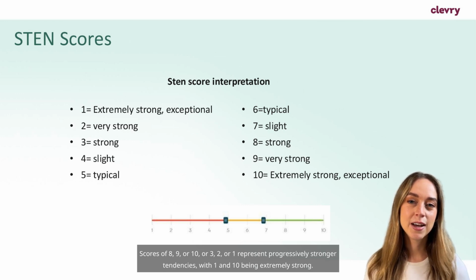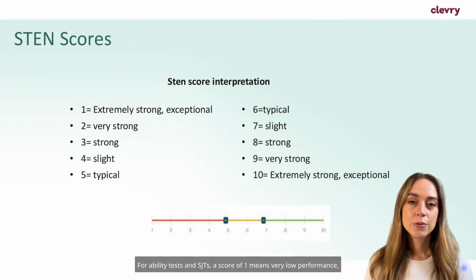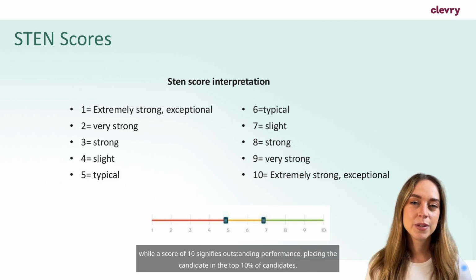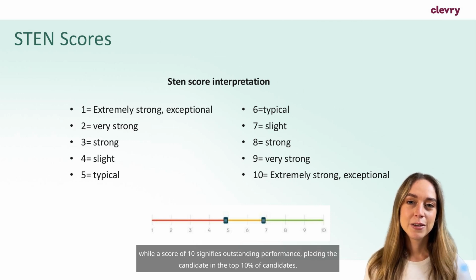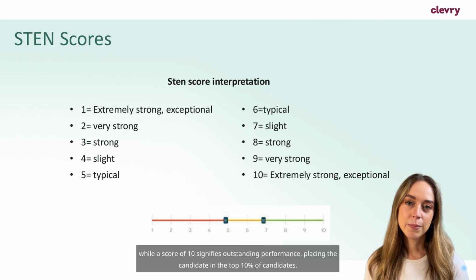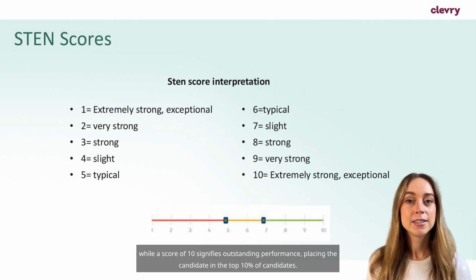Scores of 8, 9, or 10, or 3, 2, or 1 represent progressively stronger tendencies, with 1 and 10 being extremely strong. For ability tests and SJTs, a score of 1 means very low performance, while a score of 10 signifies outstanding performance, placing the candidate in the top 10% of candidates.